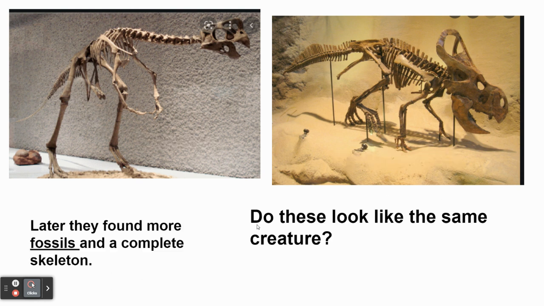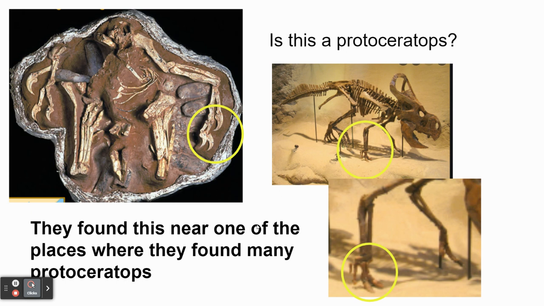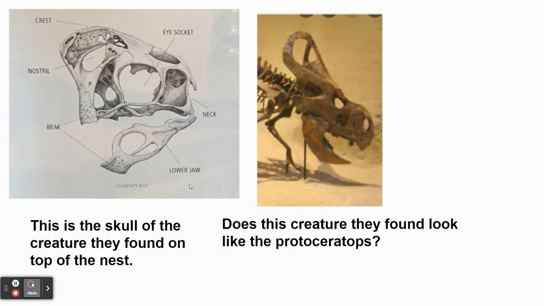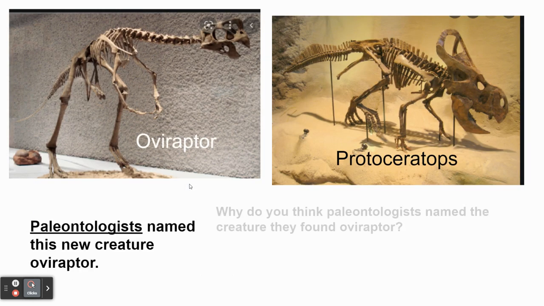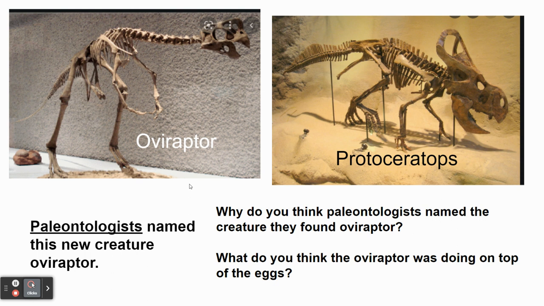In tasks, you're going to go back to this picture over and over again, looking at these fossils. Does it look like there's something on top of the eggs? Does it look like a Protoceratops? They reasoned it was an Oviraptor. I want you to think. Do you think it was? What do you think the Oviraptor was doing on top of the eggs? And then you'll learn about what paleontologists think. Okay. Good luck. Have fun.